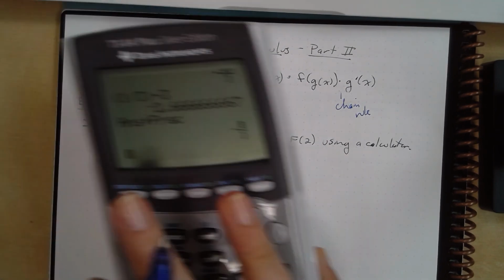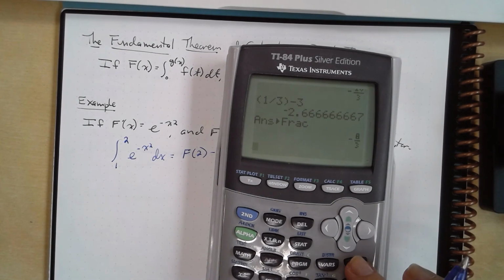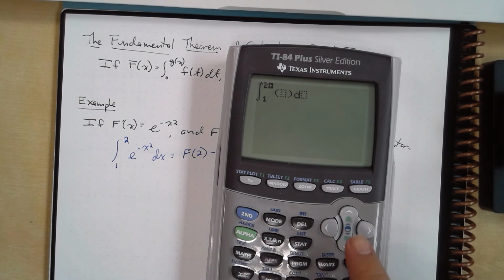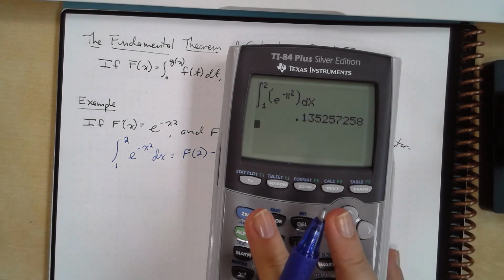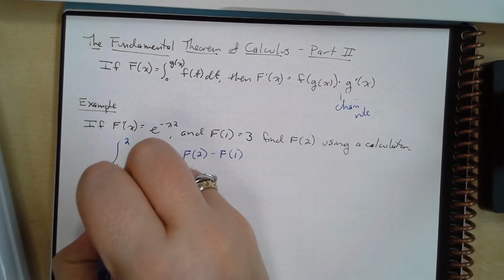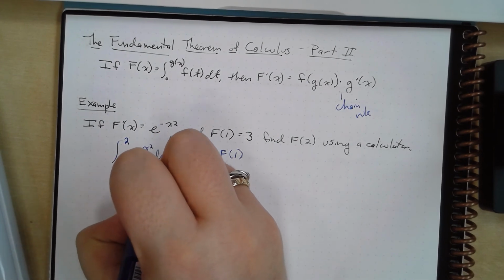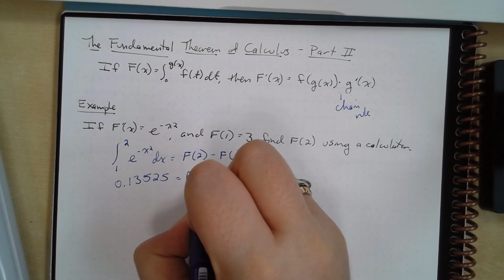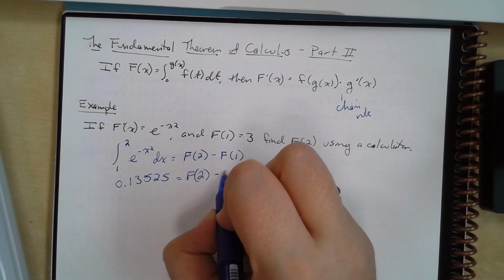So I can actually use my calculator, and it tells me to use my calculator here, to do that. So I'm going to go math, and I believe it's 9 on my calculator, yep, from 1 to 2 of e to the negative x squared dx. And I get 0.13525, which is equal to F of 2, which is what we're trying to find, minus F of 1 is 3.